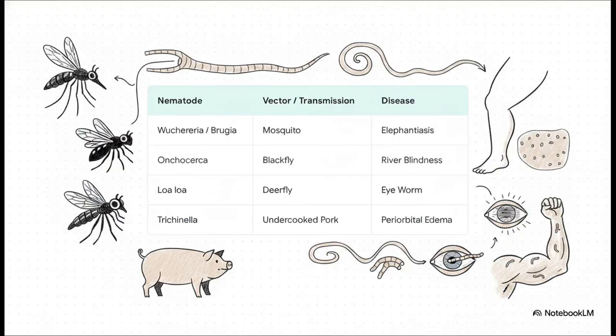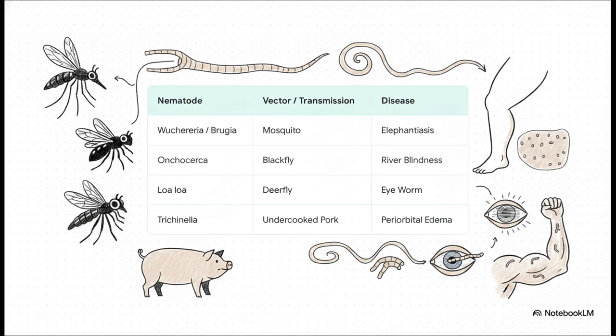Let's link specific vectors directly to these highly tested tissue and blood nematodes. Wuchereria and Brugia are transmitted by mosquitoes. They obstruct the lymphatics and cause elephantiasis. Onchocerca volvulus is transmitted by the bite of a black fly near fast-flowing rivers, and it causes severe skin pruritus and river blindness. Loa loa, transmitted by the deer fly in Africa.